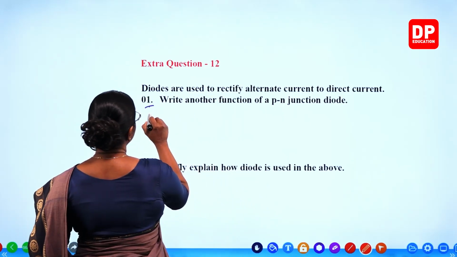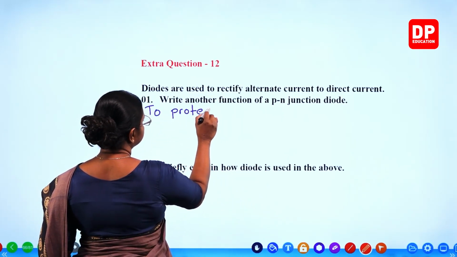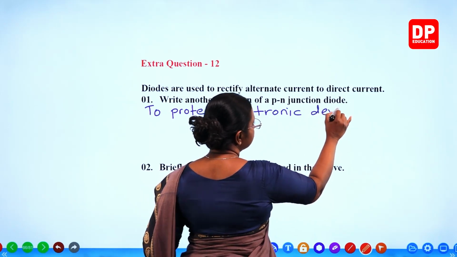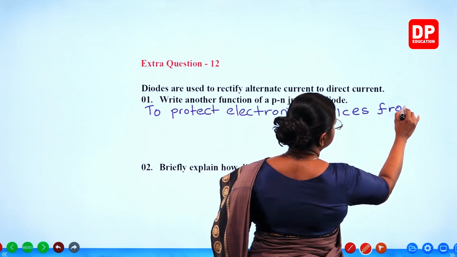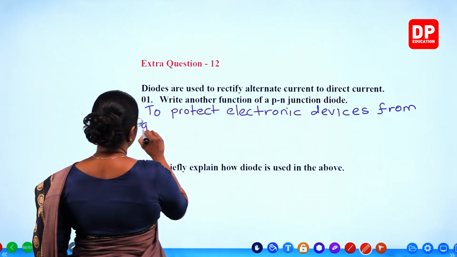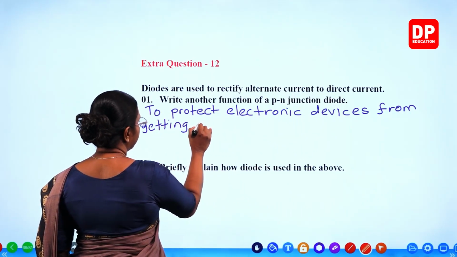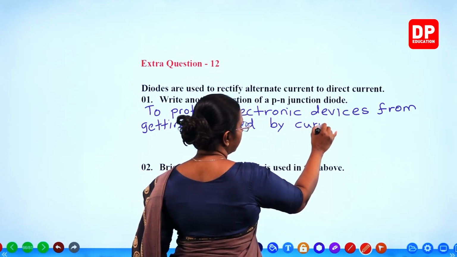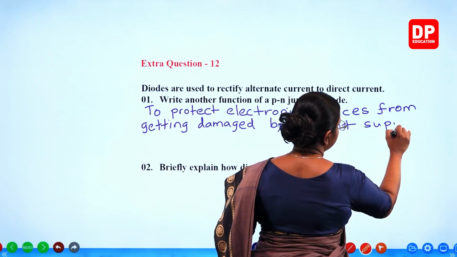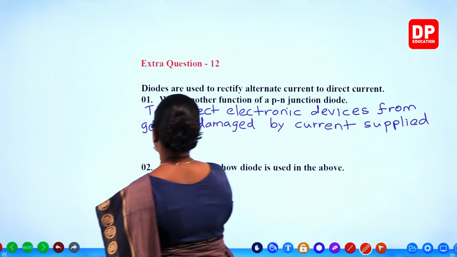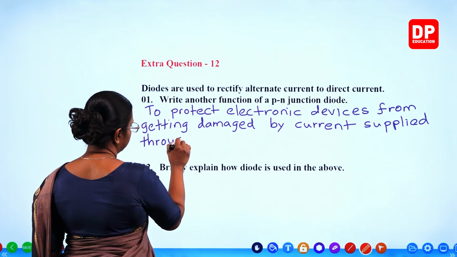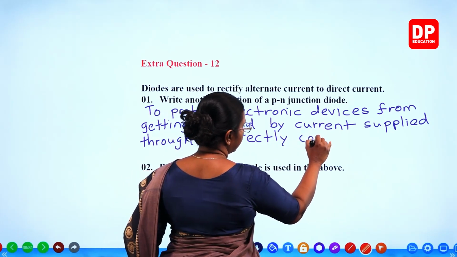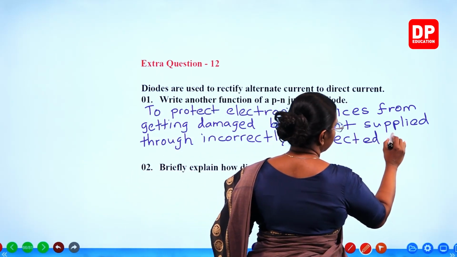So, here: to protect electronic devices from getting damaged by current supplied through incorrectly connected terminals.